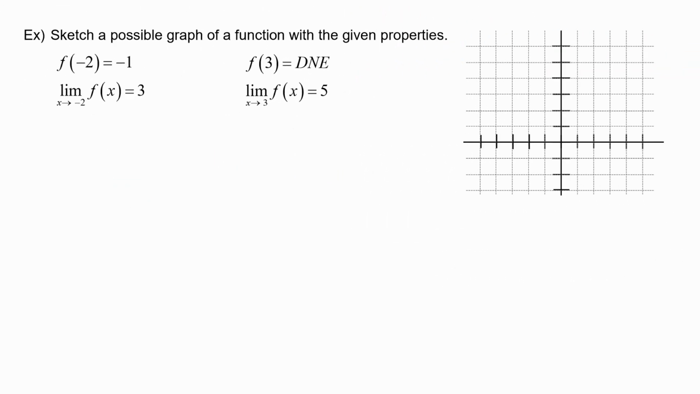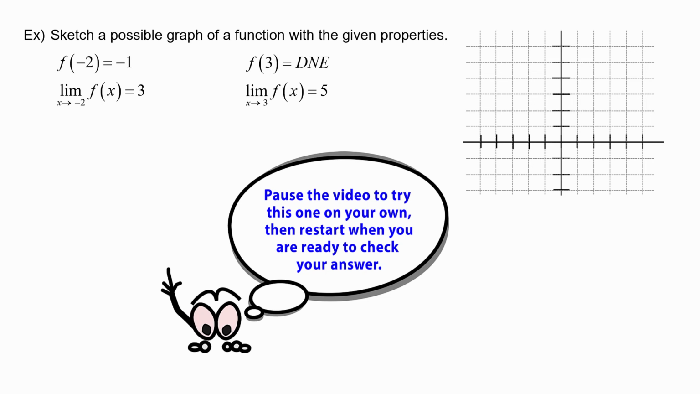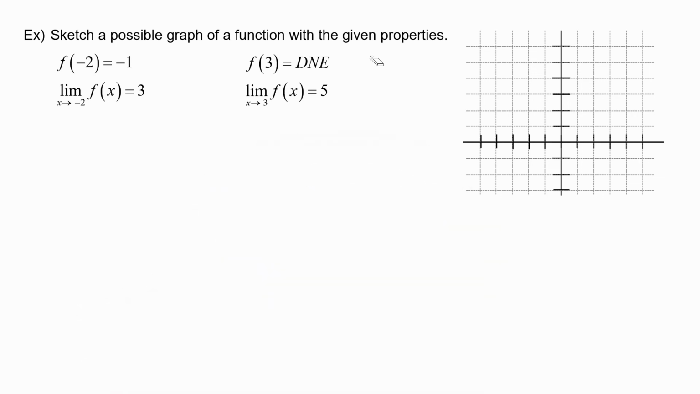In this example, you are told to sketch a possible graph of a function with the given properties. So pause the video and see if you can make a graph to satisfy all 4 of those conditions. Then restart when you're ready to check. First up, we know that f of -2 equals -1. So that means there will be a point at -2, -1 on the graph.